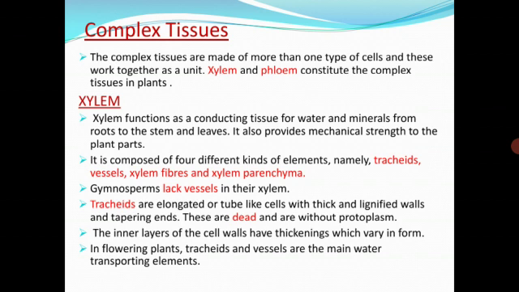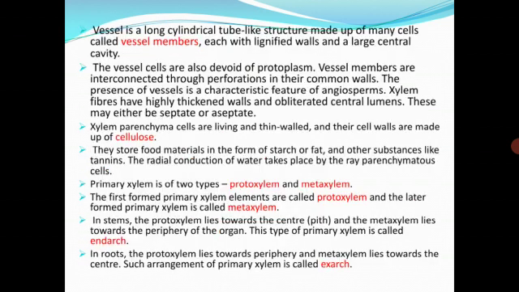The vessel cells are also devoid of protoplasm. Vessel members are interconnected through perforations in their common walls. The presence of vessels is a characteristic feature of angiosperms. Xylem fibers have highly thickened walls and obliterated central lumens. These may either be septate or aseptate.